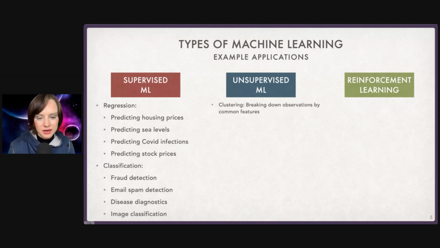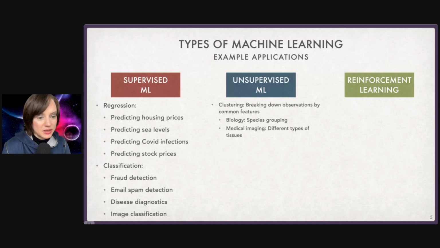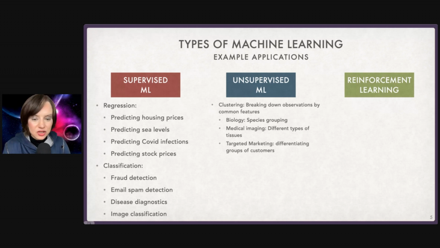We're breaking down our observations by common features, and we'll talk more about this in the next video. So in biology, we might use unsupervised ML to group observations of creatures we see somewhere into species. Medical imaging might use it to detect different types of tissues. I see it in the business world as far as targeted marketing. I want to differentiate different groups of customers.